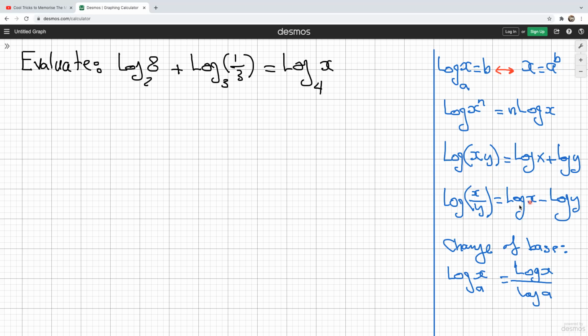Sometimes you have to combine the logs and make them into one log, and sometimes you have to expand the log and make them into two logs. Every question is different. So depending on what the question is asking, you will be able to either expand or combine to solve the question.